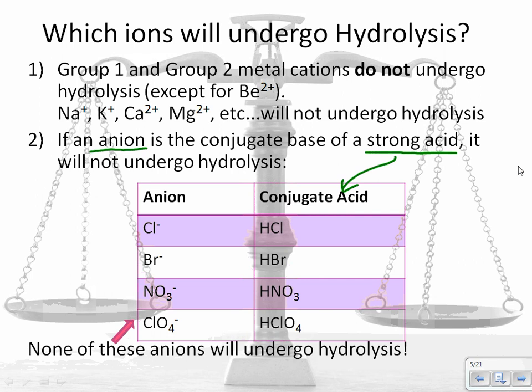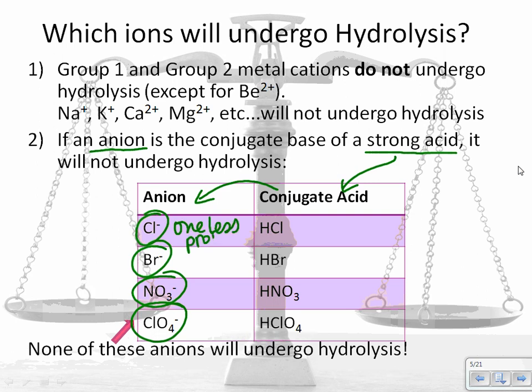I've basically given you a chart with a bunch of strong acids: HCl, HBr, HNO3. Its conjugate base, or the anion that goes with it, are here. You can see each one of these is circled. The only difference between them and their acid pair is that they have one less proton. So they're a conjugate acid-base pair. That's a little bit of review for you. If Cl is your negative ion, your conjugate acid is HCl. These are all strong acids.